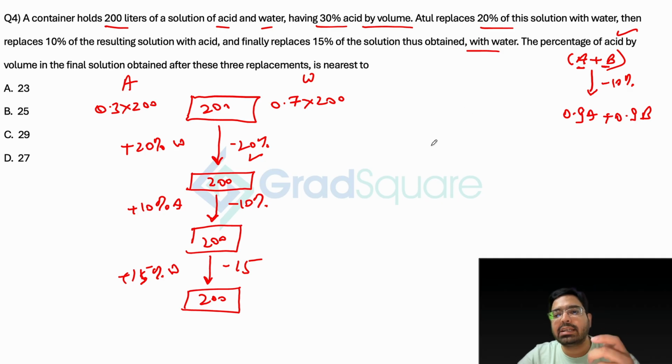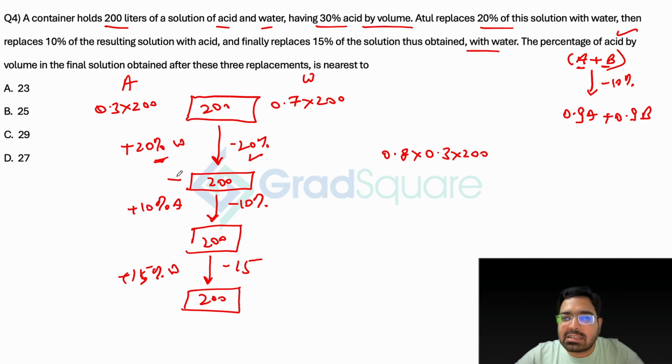So let's calculate the quantity of acid left after every step. So once you remove this 20 percent of the solution, your acid left over should be 0.8 times 0.3 times 200. Fair? Now add water to this. Will the quantity of acid change? No. That means in this 200 liters, this will be the acid quantity. Remove 10 percent again. So you will be left with 0.9 of this.